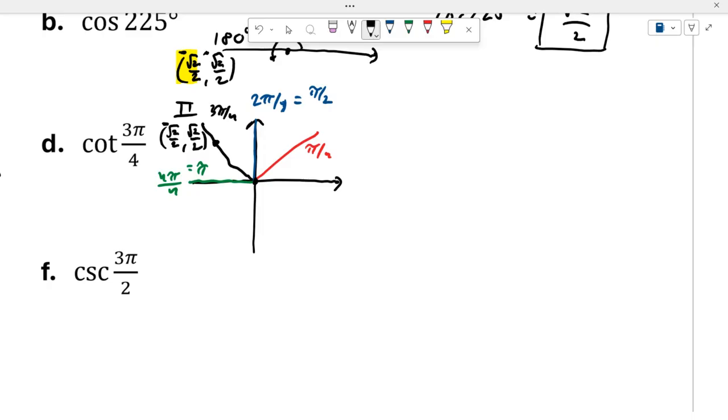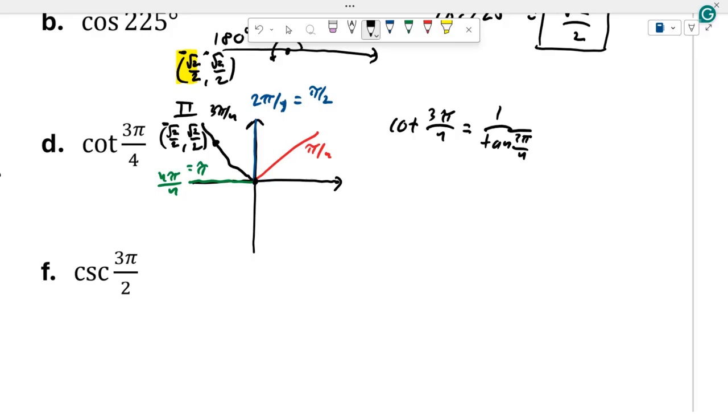So now, for the first time in this question, we're going to deal with cotangent. There are a couple ways of thinking about cotangent. One way of thinking about cotangent is that it's 1 over tangent.